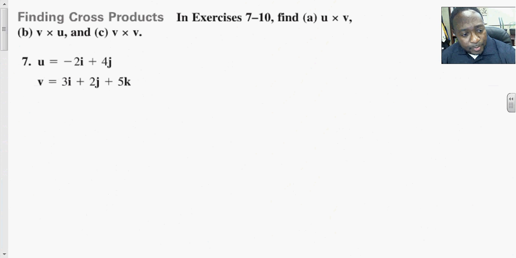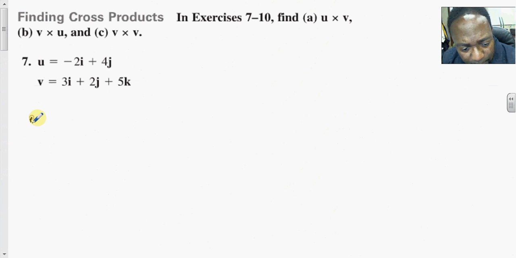Let's look further. Now let's do what you like to do. That is, let's work a problem. Okay, too much talk. But good talk is good. Here, find A, the cross product of U and V, then B, reversing that, the cross product of V and U, which is just the negative of A, and then C, the cross product of V with itself, which is supposed to be 0, according to the properties that we had earlier.